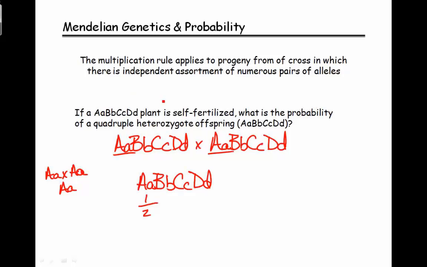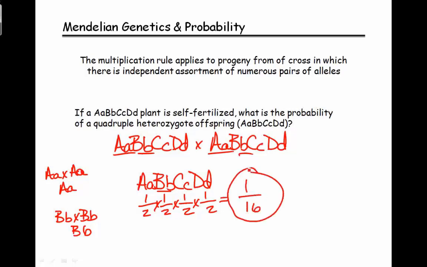And then we can look at the B's, and we want to get heterozygous for B. So here's our cross. Here's what we want. Draw your Punnett square and come up with the probability. Should be 1/2. When we do it for the C's, we're going to get 1/2. When we do it for the D's, we're going to get 1/2. And then we would simply multiply across, and that's going to give us 1/16. So that would be our probability there.